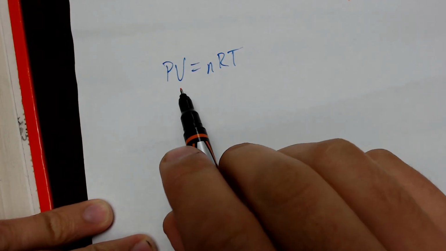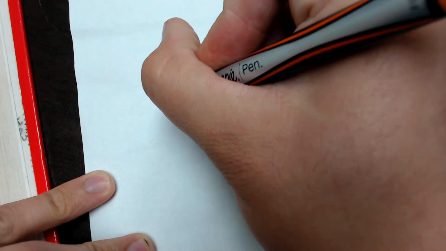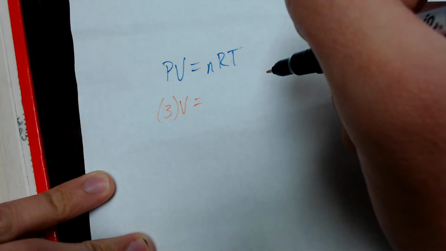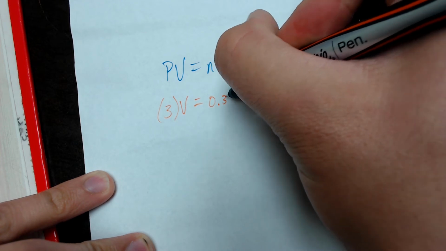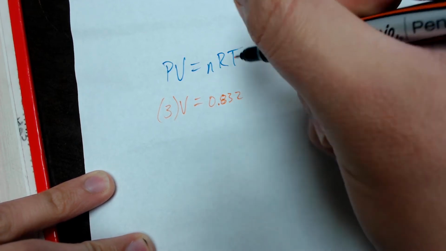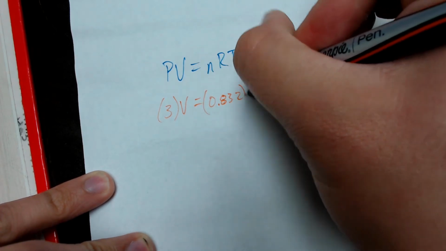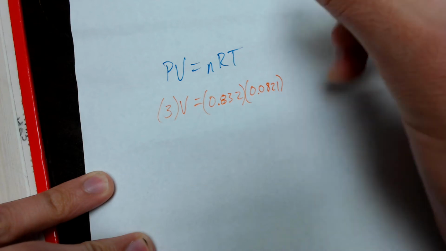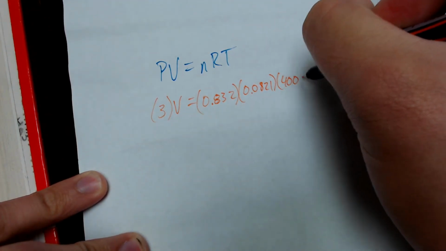So we need to find the volume. So we already know that that's not going to be known, but we do know that the pressure is 3. So I'll substitute 3 for the pressure times V is going to equal number of moles, which is 0.832, times the constant rate of 0.0821, and times the temperature of 400 Kelvin.